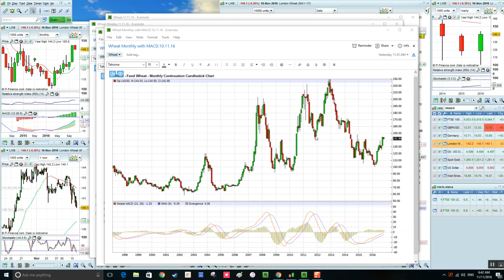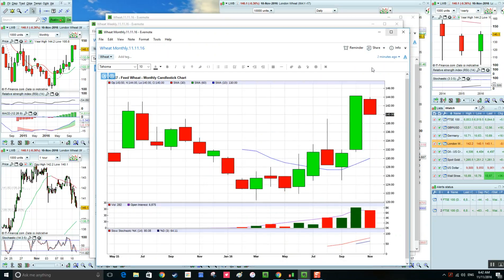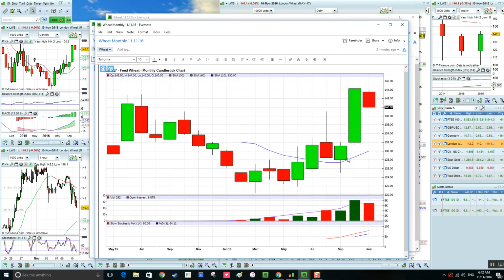You can see this was support back in 2012, resistance in 2009, and resistance in 2015. Obviously, we've got this next level here, 138, to look at. Let's go down and see where we can see. This is the monthly, more of a zoomed in look.